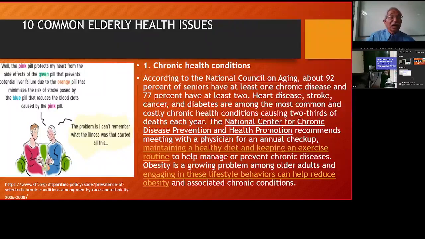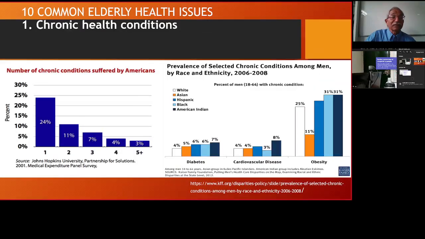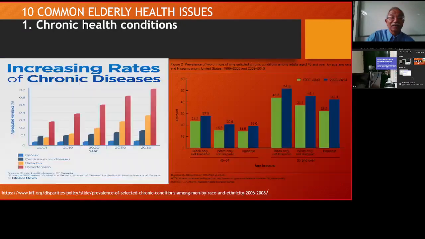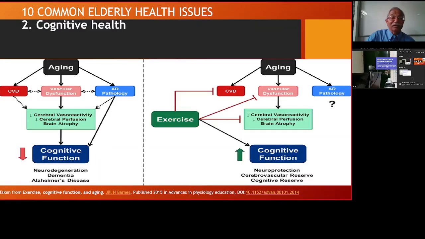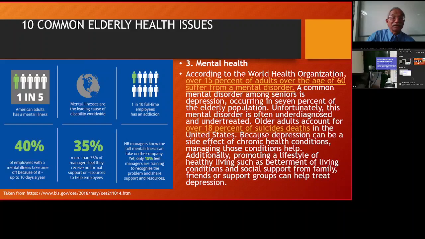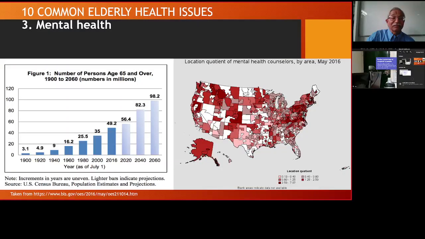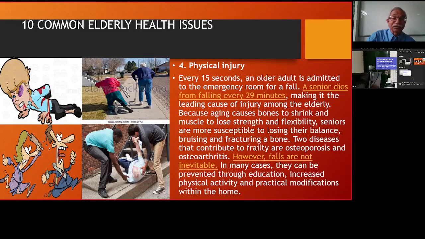So we have already seen this. I'm going to rush a little bit through this slide because we have seen that 10 common elderly health issues cover several of them, like prevalence of many different types of health issues. We talked about the increasing rate of chronic diseases, cognitive health. There is a challenge with the mental health of the elderly people. And then there is a challenge with the physical injuries which happen.